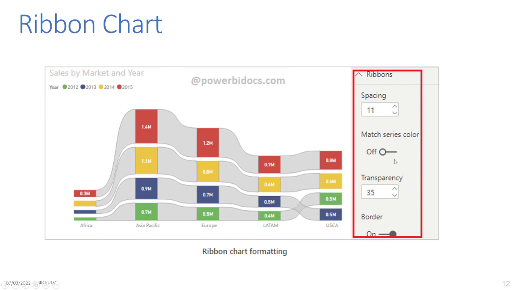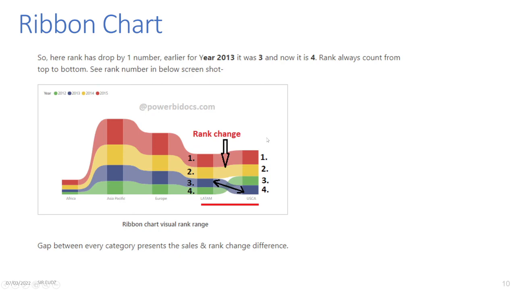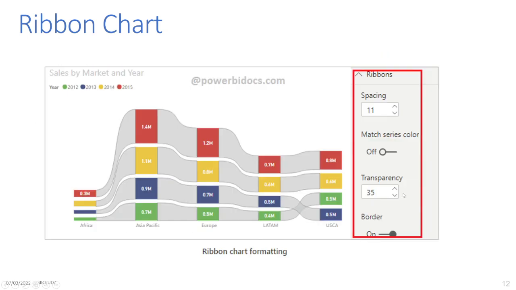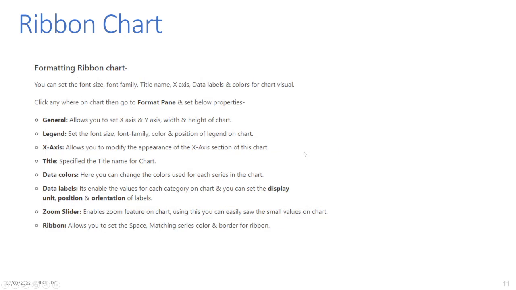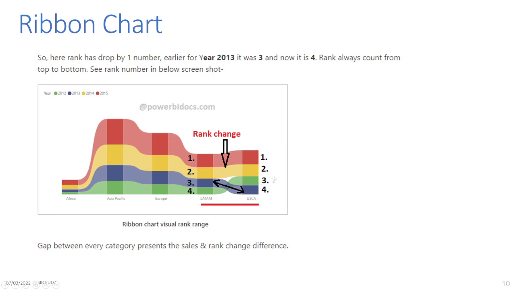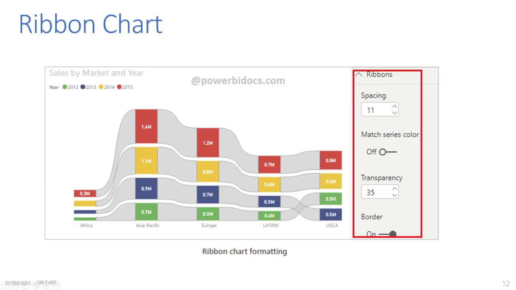Here we can format the ribbon, the spacing, etc., with the transparency. Just like in this case, spacing was changed to 11 as compared with the previous one, and we also have transparency at 35%. And here are the data labels. You notice here there are no data labels, and here we place some data labels.